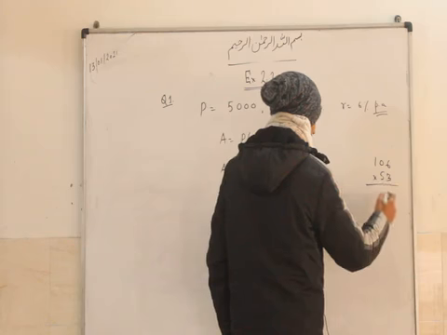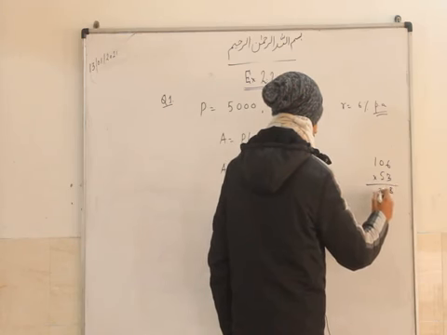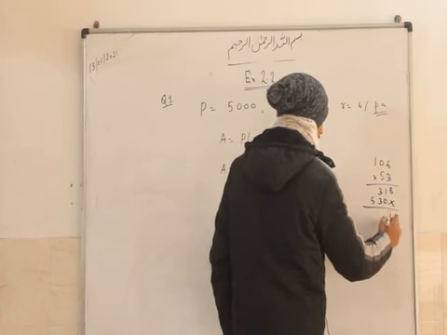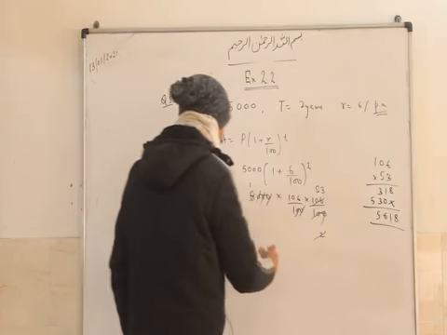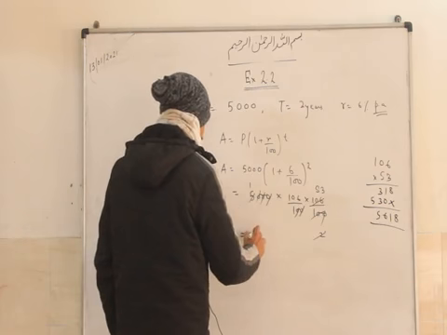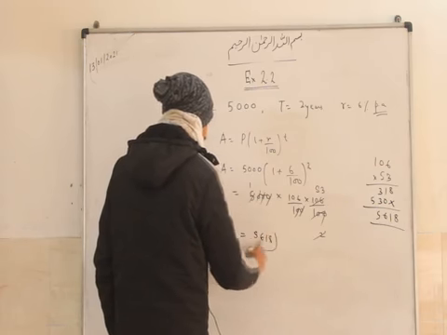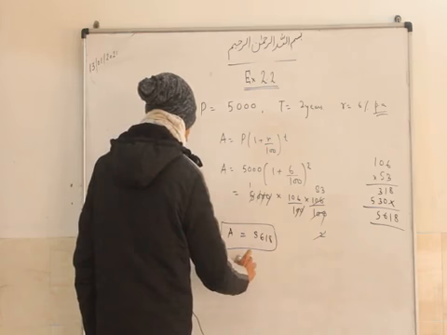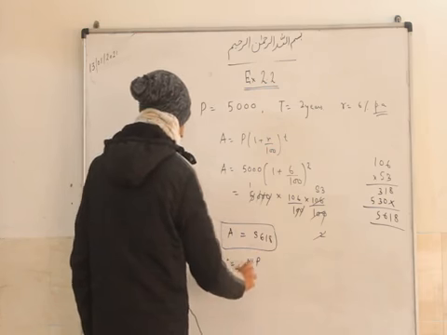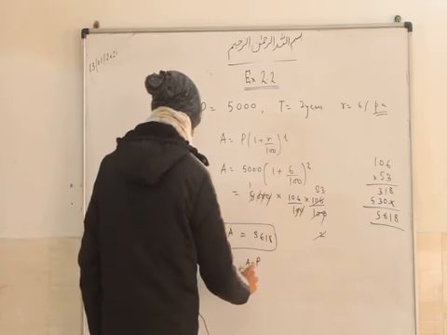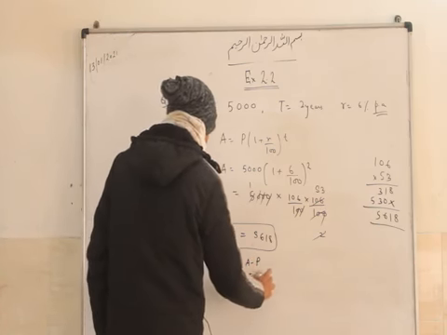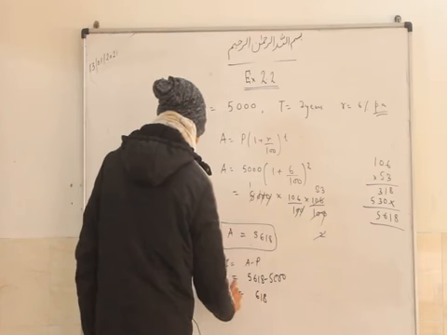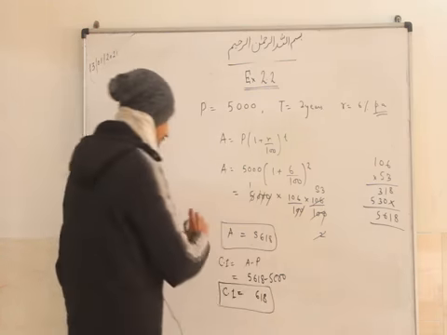It needs some calculation like this. So it will come 5618. This is the amount we are getting, 5618. Now we will calculate the compound interest. The compound interest will be amount minus the initial principal. So 5618 minus 5000 will be 618. So this is the answer.